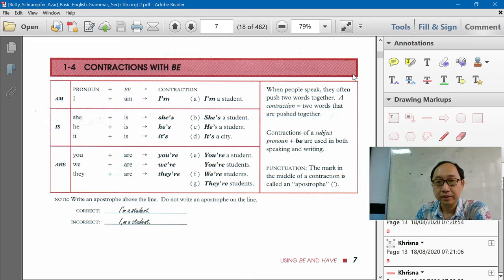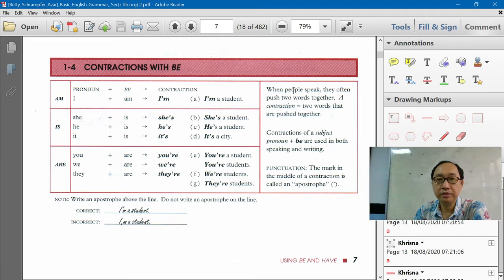Contraction of a subject pronoun plus be is used in both speaking and writing. For example, I am a student. We can write it down, I'm a student, and she is a student, she's a student. He is a student, he's a student. It is a city, it's a city. You are a student, you're a student.